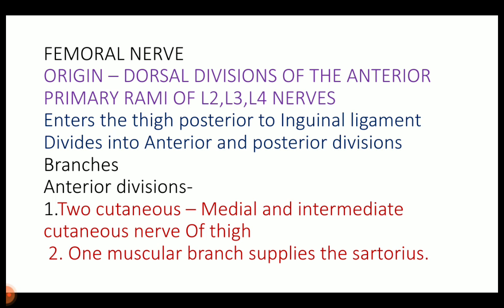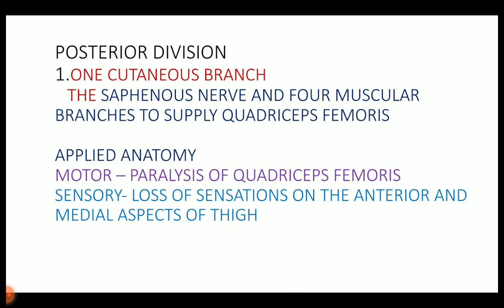In anterior division, we have two cutaneous nerves, that is, one is the medial and the second one is the intermediate cutaneous nerve of thigh. The second one is one muscular branch that supplies the sartorius. In the posterior division, we have one cutaneous branch, the saphenous nerve, and four muscular branches to supply the quadriceps femoris.